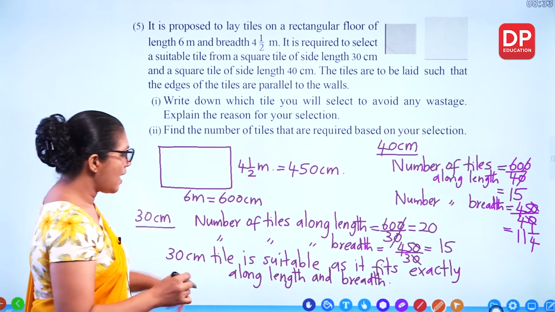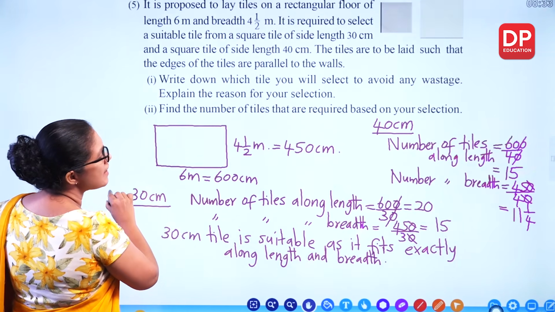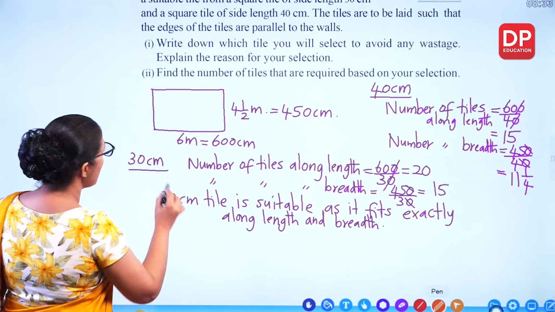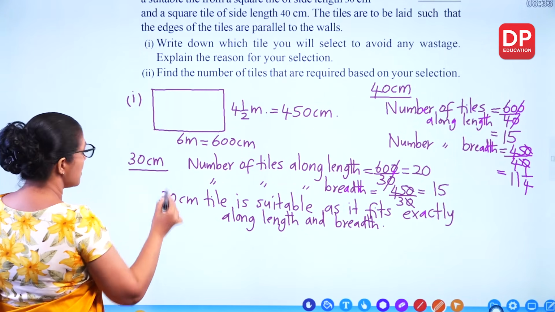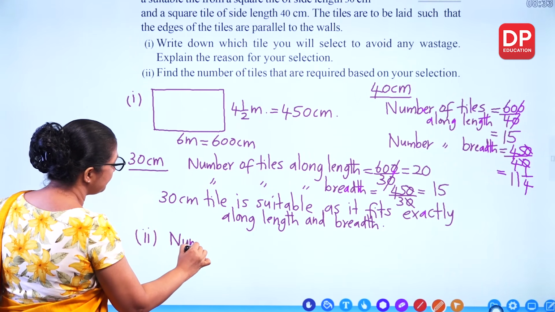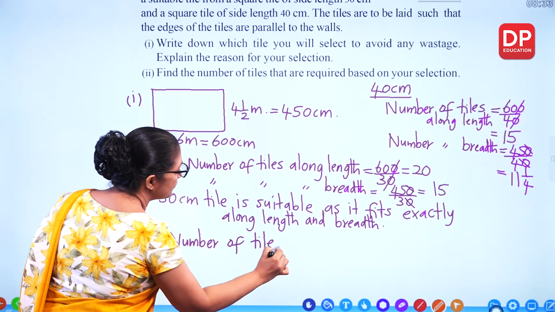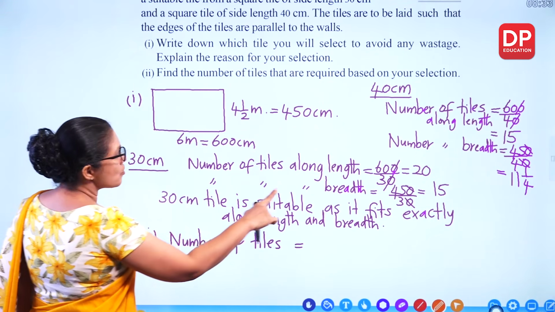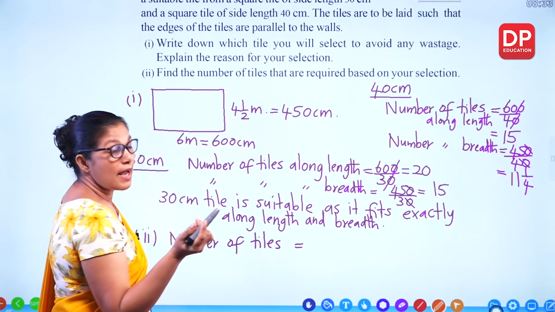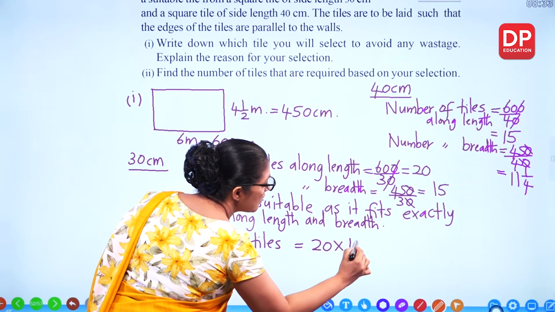Now we have already done halfway. So we have to find out how many tiles you need. So you can do the second part. So this is the first part. Second part, you can say number of tiles needed. So here along length 20 tiles and along breadth 15 tiles. So total number of tiles is 20 times 15.